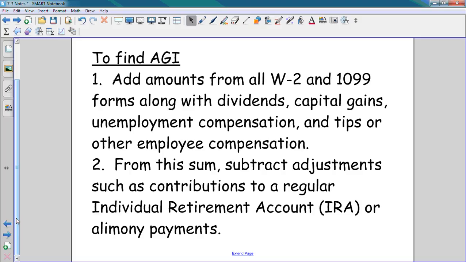And you also do not have to pay taxes on alimony payments. Here's why: if you pay that alimony, the person who got the alimony has to pay taxes on it. So they're saying you don't have to pay it twice. It's not going to get taxed twice.